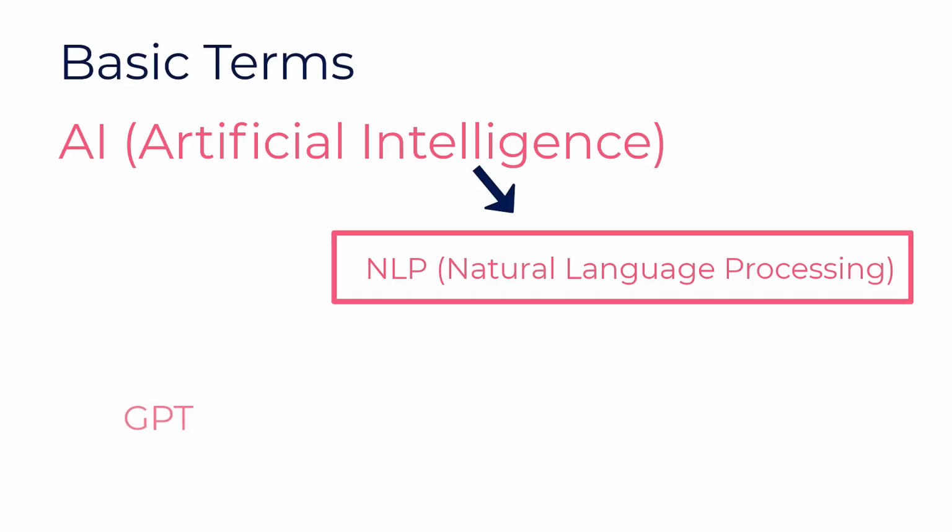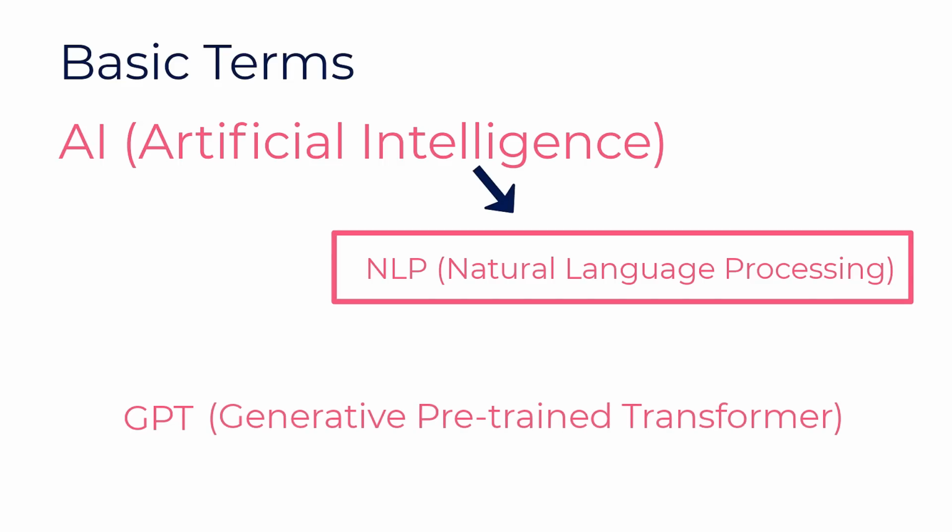Now the third term is GPT. Maybe you heard about ChatGPT or GPT-3. So what is GPT? Simply, it is an abbreviation of Generative Pre-trained Transformer. In simple words, it is an NLP AI model. So when we train the computer to understand human language, we are working in the NLP field. And when the computer is able to do this, we call this an AI model. So it's a GPT model. So in simple words, GPT is the name of the NLP AI model that understands human language.